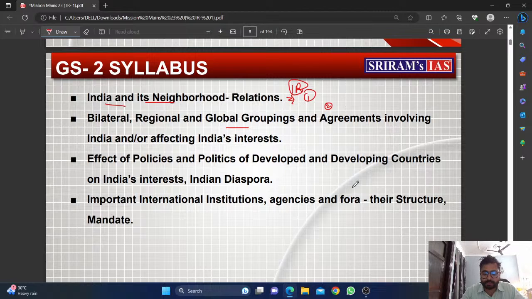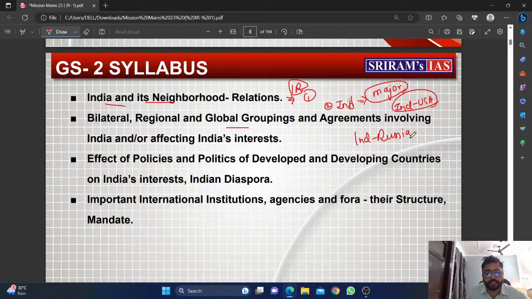So in the last class, we were doing India's relation with major powers. This was the last topic that we were doing, and in the last class I have done the India-US relationship. In this class I will start with India-Russia relations: how India and Russia relations have come up, what the background is, then what are the major issues that we have with Russia.